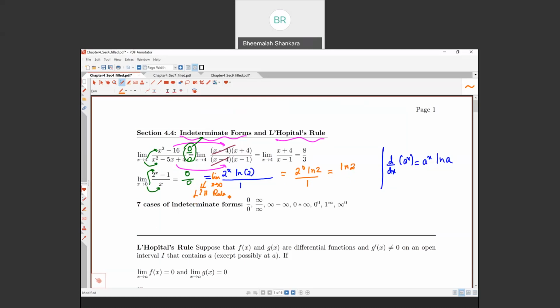So we have 7 cases of indeterminate forms. One is 0 over 0, infinity over infinity, infinity minus infinity, 0 times infinity, 0 to the 0, 1 to the infinity, and infinity to the 0.